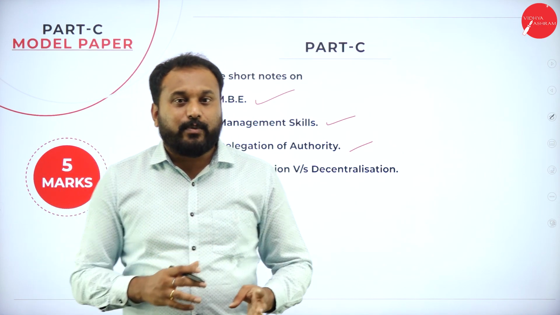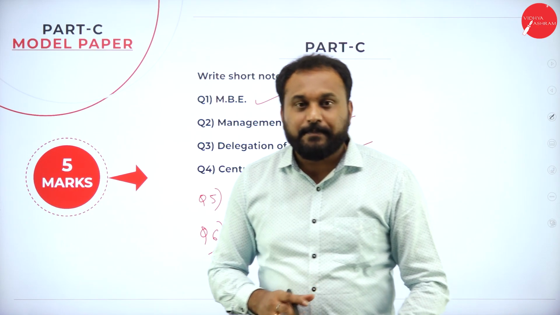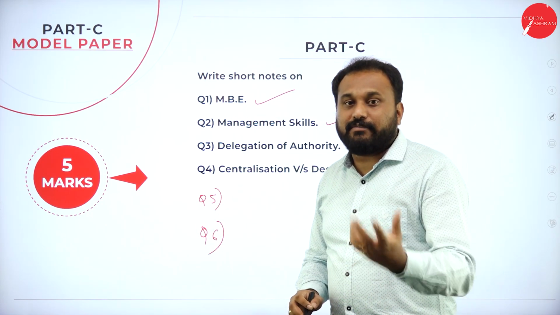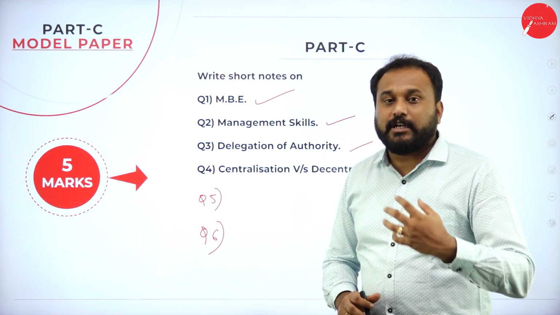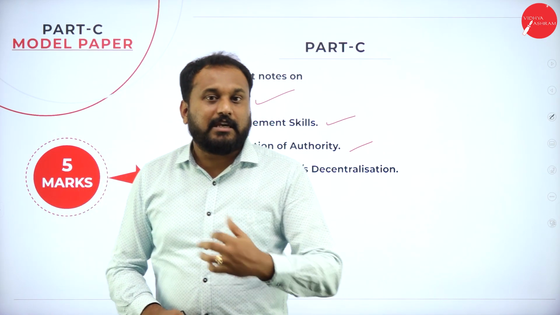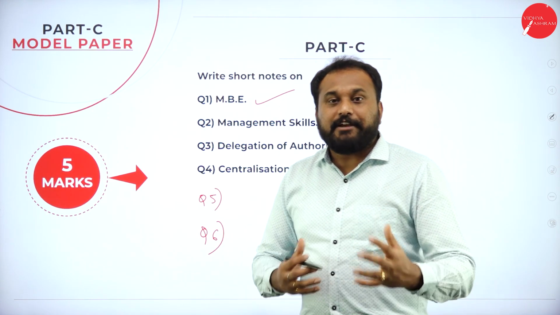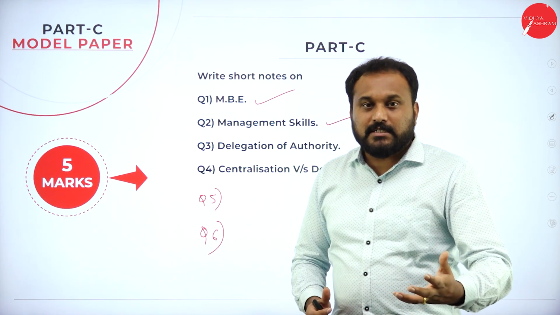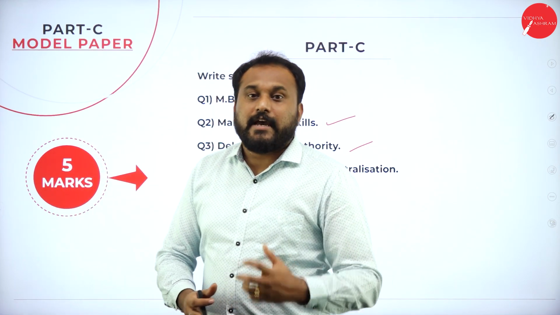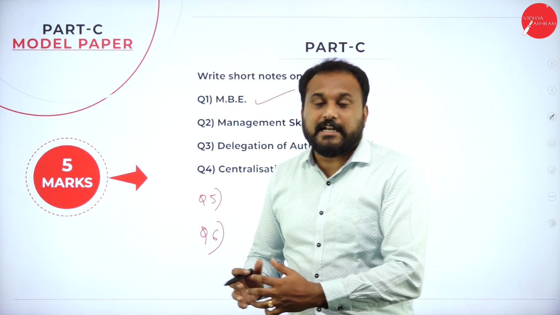Now, when you go with these 4 questions, it is 10 minutes for each question. What you are supposed to do is simple. For MBE, write the expansion of MBE, then write 5 points about MBE. What you can write, say, the importance of MBE, objective of MBE, purpose of MBE, need of MBE, why MBE is needed. If you write 5 points, you get 5 marks. It's such a simple question and such a simple answer. And you are writing 5 different answers for that.